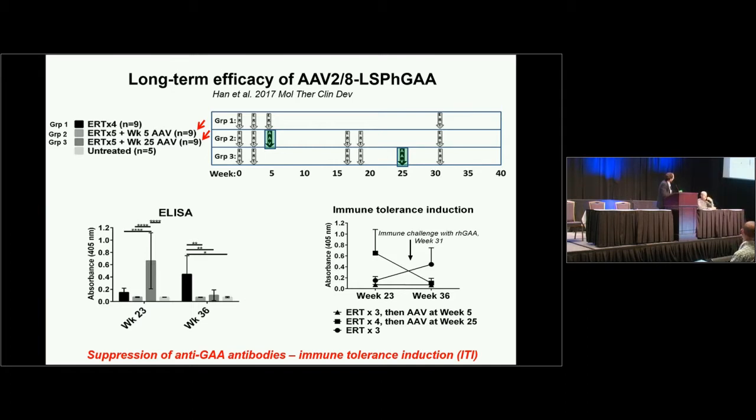Group 3 was ERT twice and repeated twice after 15 weeks, and then finally giving the AAV at week 25 to test for suppressing pre-existing immunity. And if we look at the time course here, we can see that group 3 had formed very high anti-GA antibodies, and those were suppressed by giving the AAV vector at week 25. Despite the immune challenge at week 31, those antibodies were suppressed to baseline, whereas mice treated previously only with ERT in group 1 had some antibody formation that increased markedly after the immune challenge. So showing ITI after pre-existing immunity to ERT.